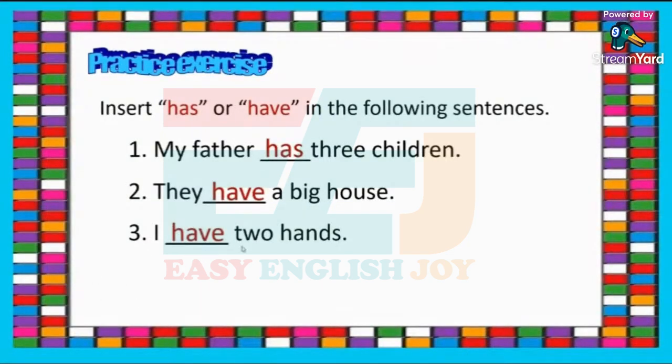I have 2 hands. Alright? So we have here have because I is used for have. I have 2 hands. Number 4, 5 seconds.